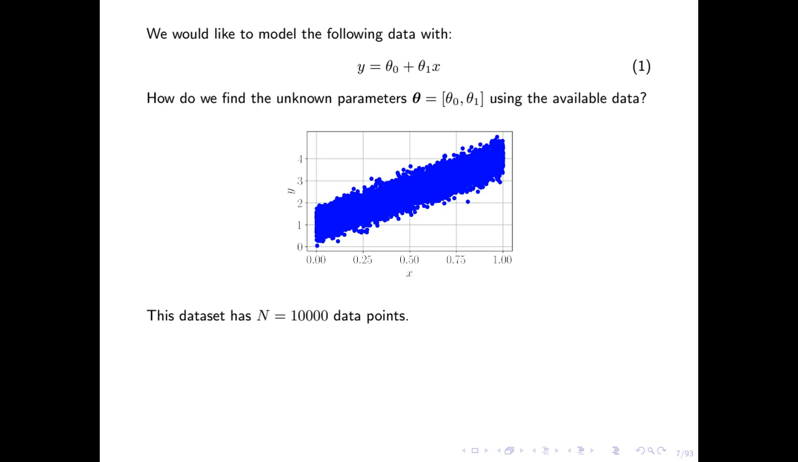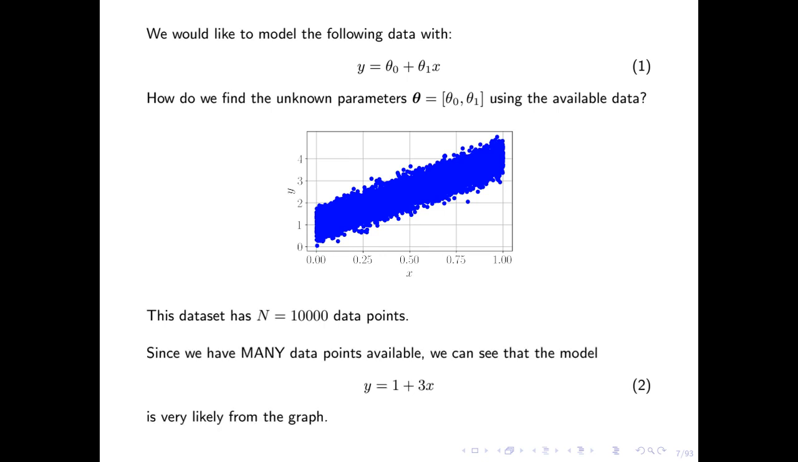I think if you had to take a guess by looking at this data, you would most likely guess that theta 0 should be equal to 1. That's going to be our y-intercept. And the gradient of this line is most likely 3 if we just draw a line through that. Because we have a lot of data points, intuitively we can see the line that would go through that data. It's not very difficult to see that. So we would guess that this line fits it quite well.